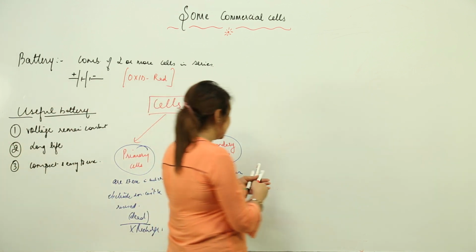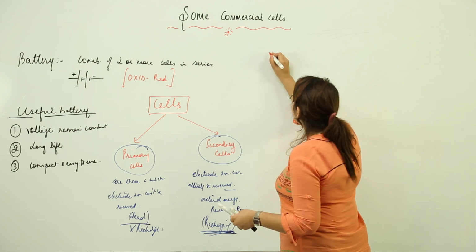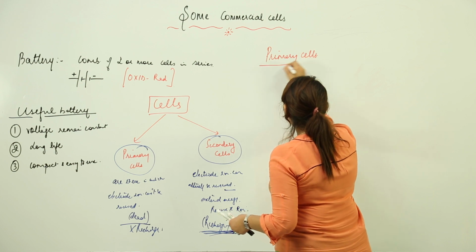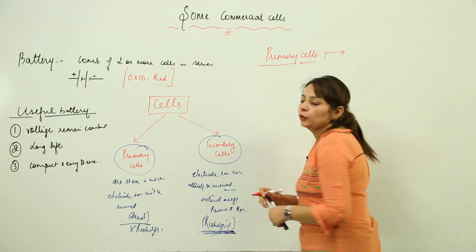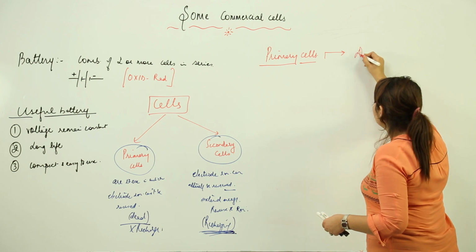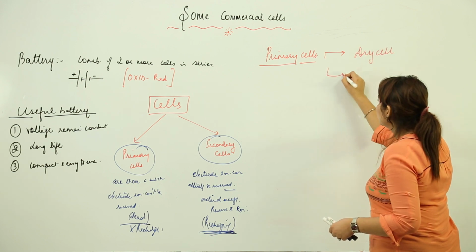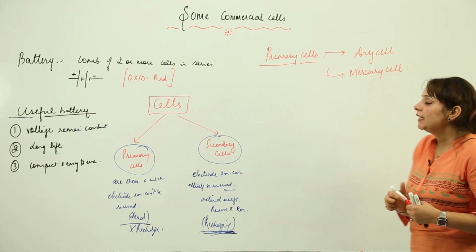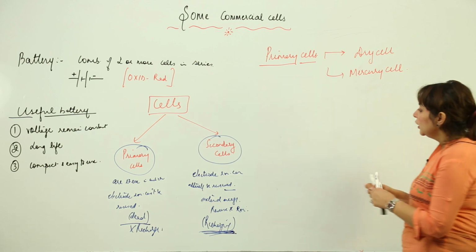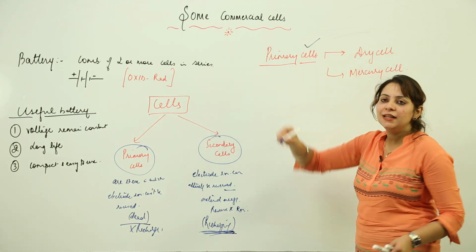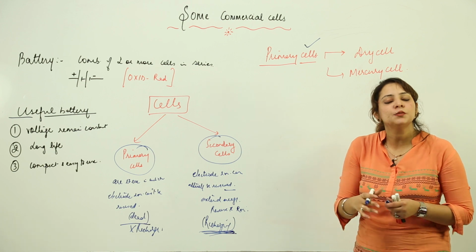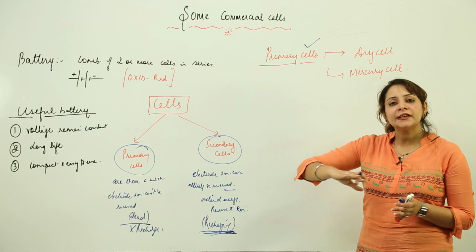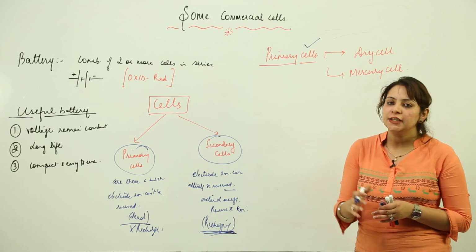Now let us discuss the common primary cells which are used. The first cell we are going to discuss is the dry cell, and the second cell, which is included in your syllabus, is the Mercury cell. Let us first start with the dry cell. As I told you, it is a primary cell, so spontaneous reactions occur in it, but once the reactants get converted into products, you cannot reverse the direction.